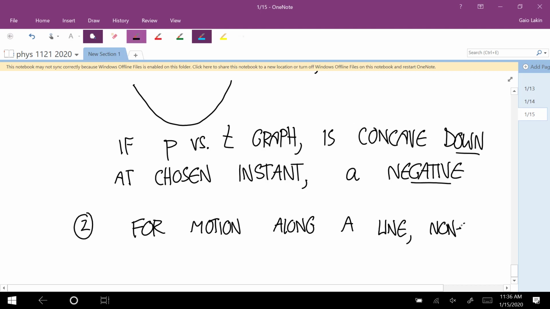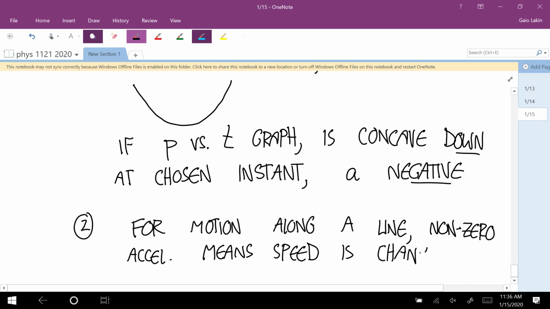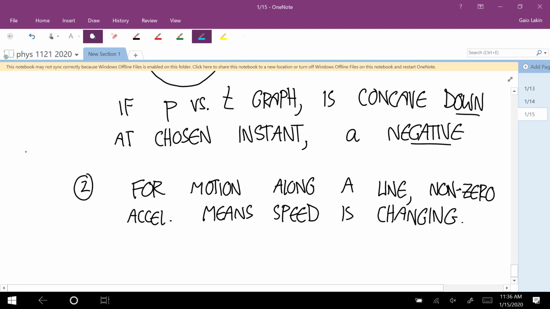So non-zero acceleration always means the speed is changing. We'll see when we get to two-dimensional and three-dimensional motion that that's not true necessarily, because since objects can change their direction, the velocity can change even if the speed is staying the same. But for now, a non-zero acceleration means the speed's changing.